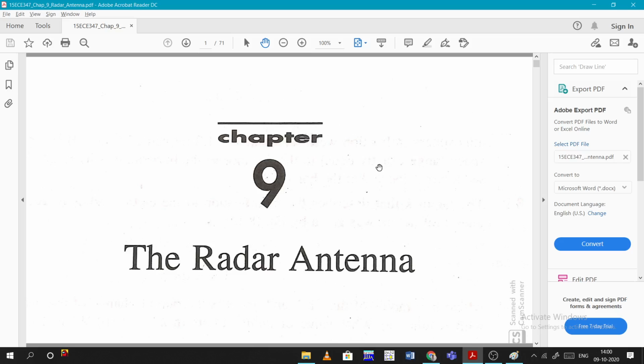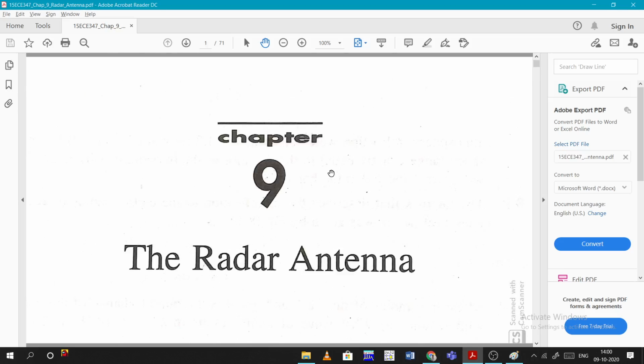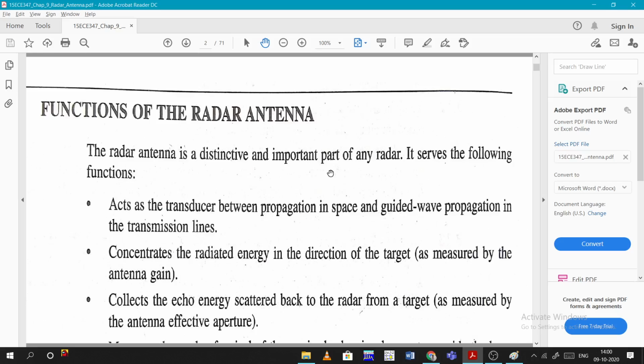Today let's see about radar antenna, what are the different types and how they are used, and how to calculate the distances. So coming to the radar antenna: the radar antenna is a distinctive and important part of any radar. Without that antenna we can't transmit or receive anything.